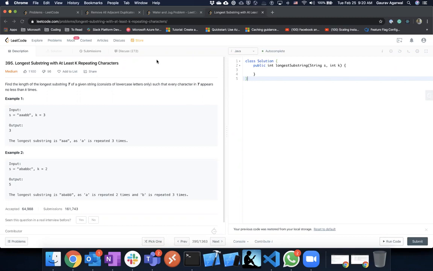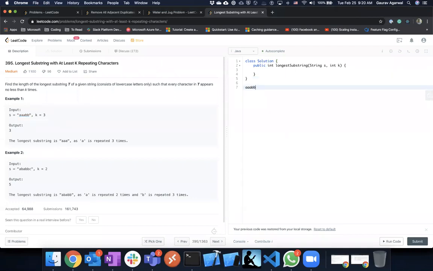Okay, so let's jump to the last question for the day. This question is, find the longest substring with at least k repeating characters. So let's take different examples to clarify the question first. It's always good to ask clarifying questions. Given k equal to 3.